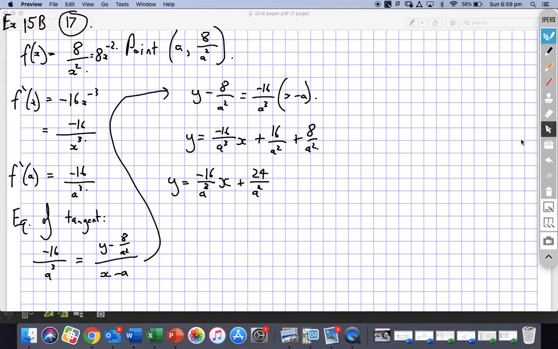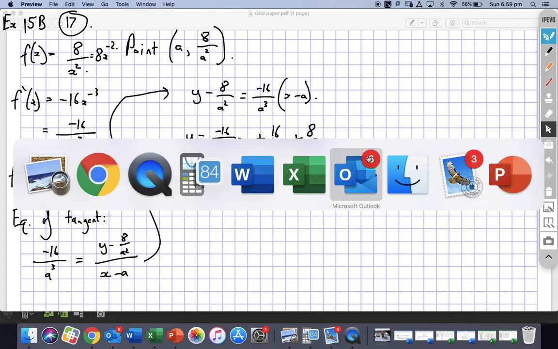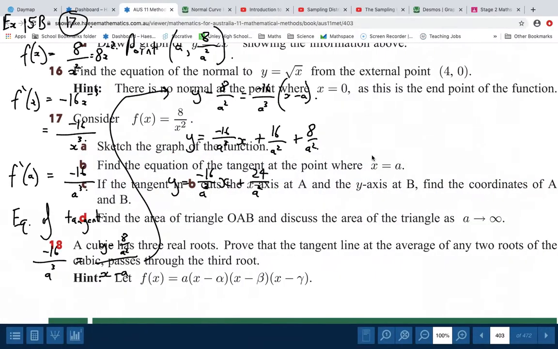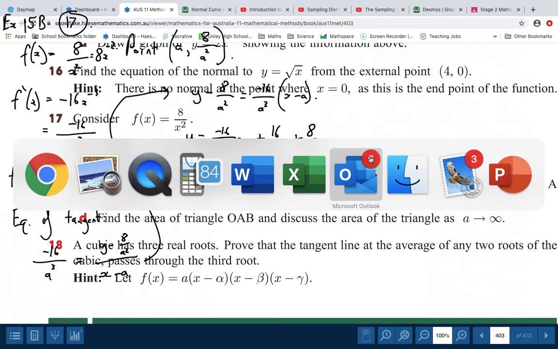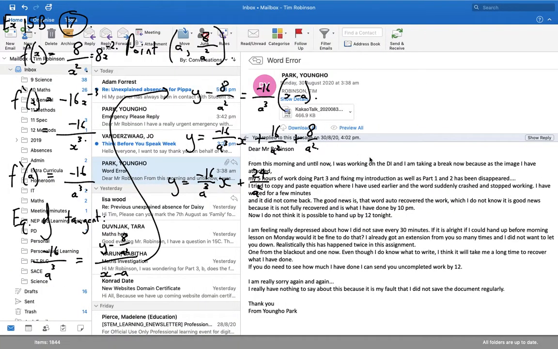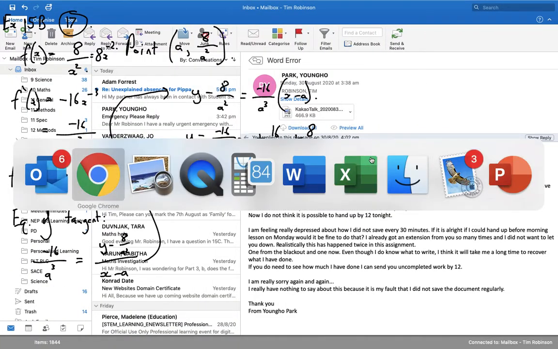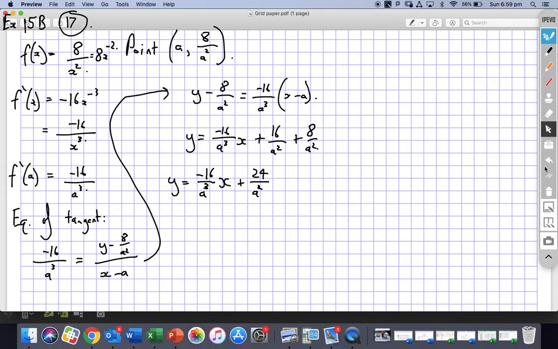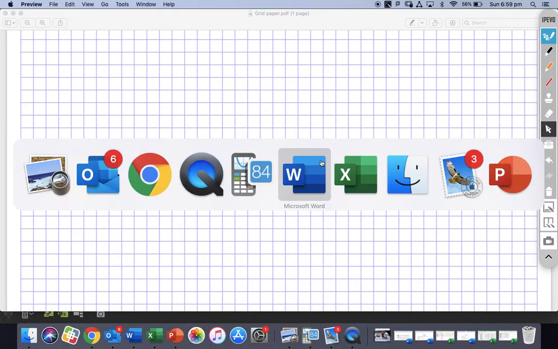Now, I feel like I've done that bit, but I haven't read ahead, and I'm going to see what the question's asking me to do. And I can't read that, so, well, that's my emails. Don't read my emails. Okay. What do we got?